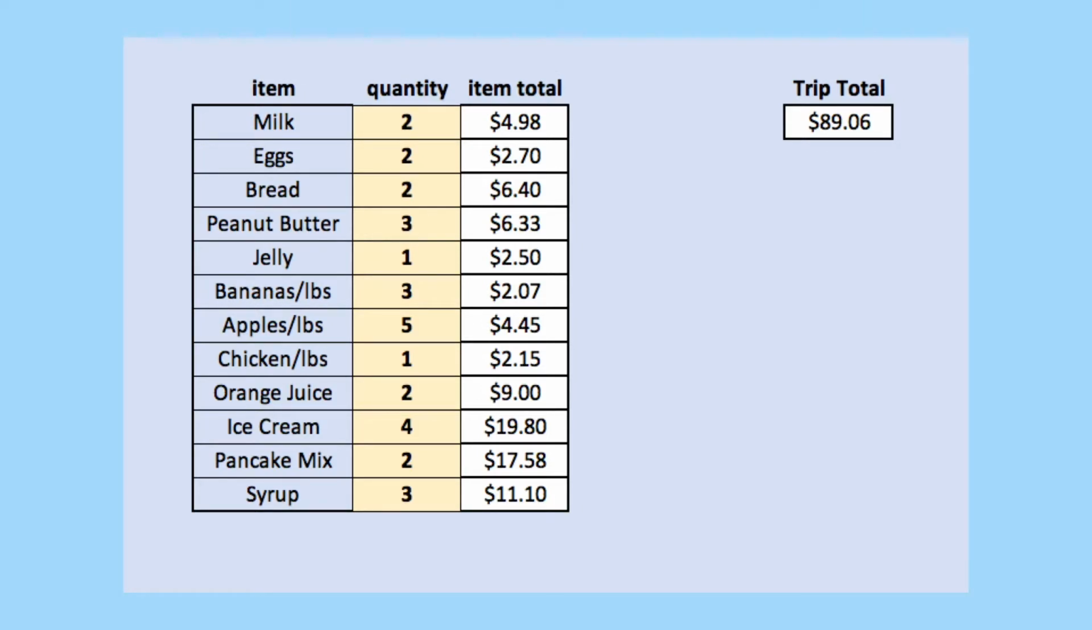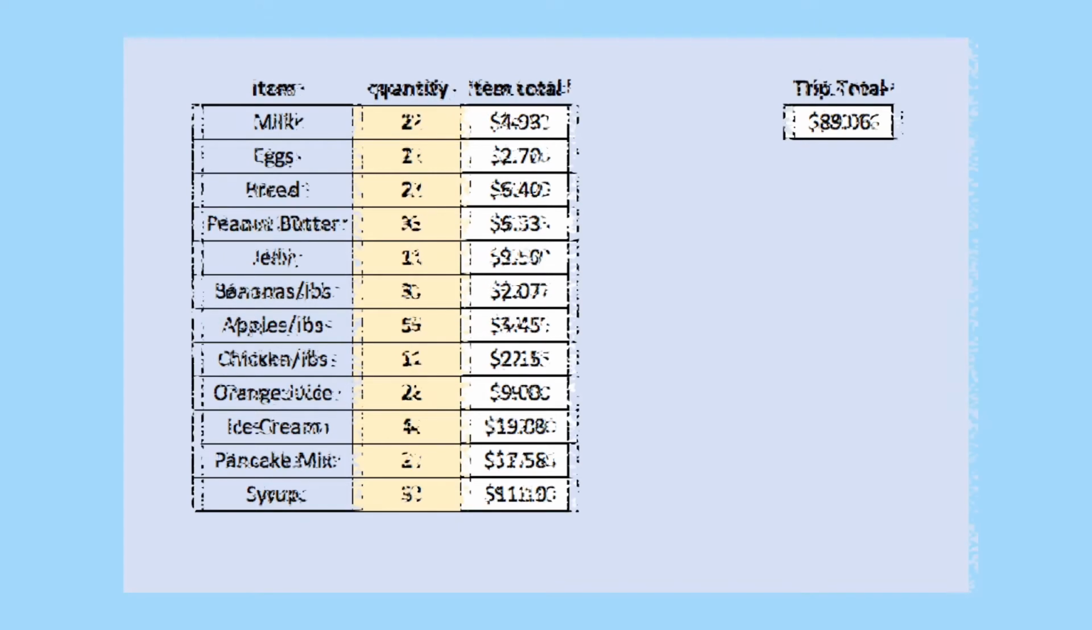Now for this shopping trip, we're going to say that we have a set budget of $70, which means that we're about $20 over budget. So what I'm going to have to do is get rid of some of our items here so that we can afford to buy all the food that we need.